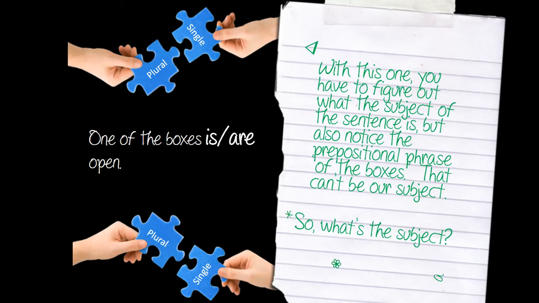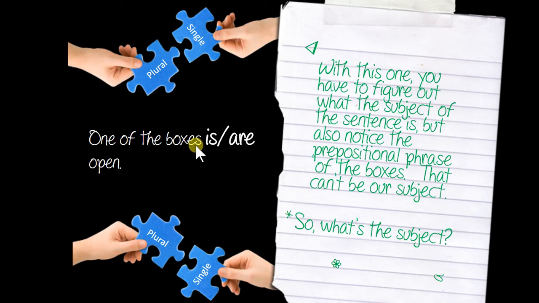One of the boxes is open, or one of the boxes are open. Now, if I ask you which one of these is the subject, it's very likely a lot of you may say boxes. And that's because boxes is a noun. We see it as a thing. Boxes are open.